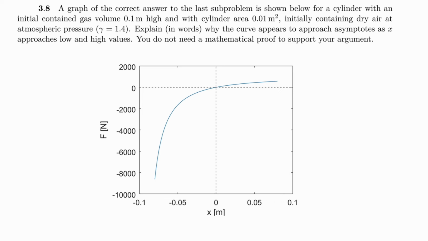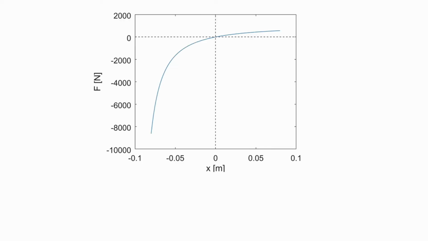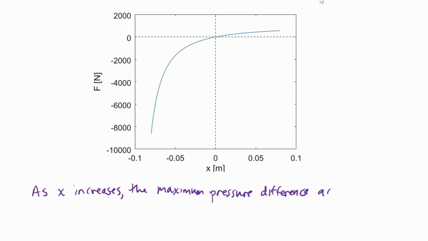Finally, we're shown a graph of the correct answer. This is a graph of the constitutive law where we have x plotted against force. And we're asked, why does it appear that there are asymptotes? There appears to be a horizontal asymptote as the graph proceeds with x going to greater and greater values, and it appears that there's a vertical asymptote.